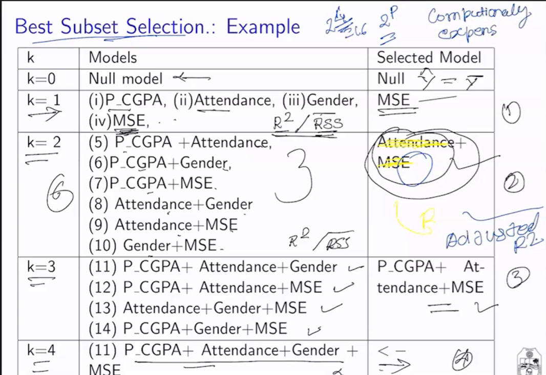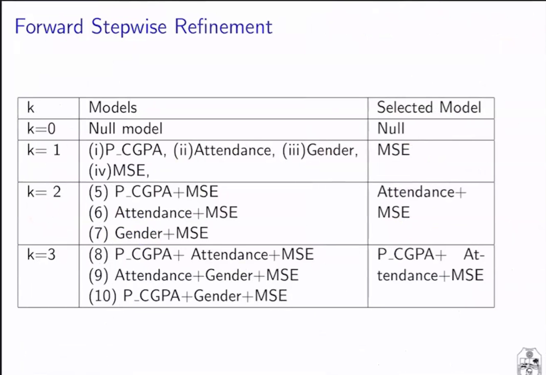Now we need an efficient model selection algorithm, so this model selection algorithm is further refined. The second type of algorithm is called the forward stepwise refinement algorithm. In the forward stepwise refinement algorithm, what is done is that you are going to add, in the model, one variable at a time.